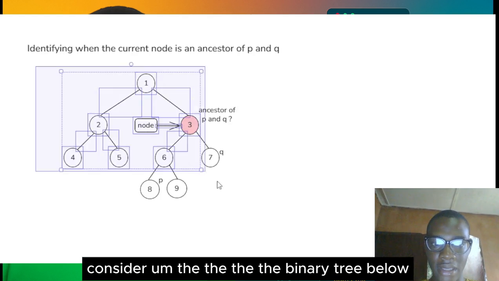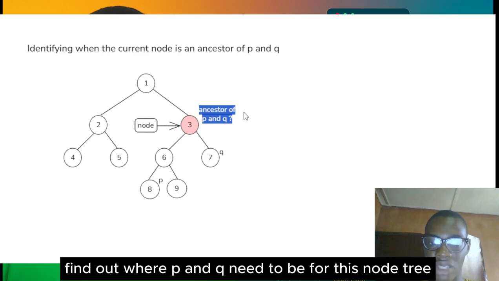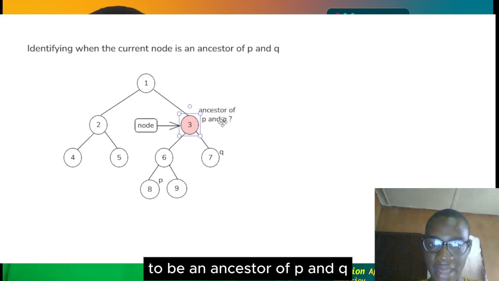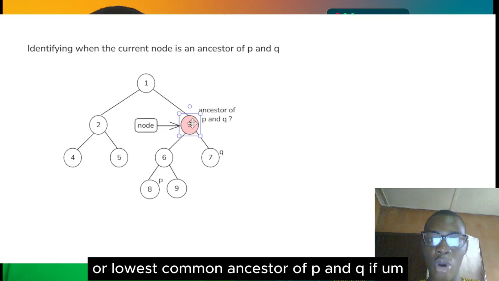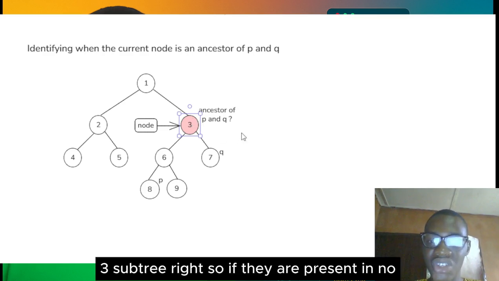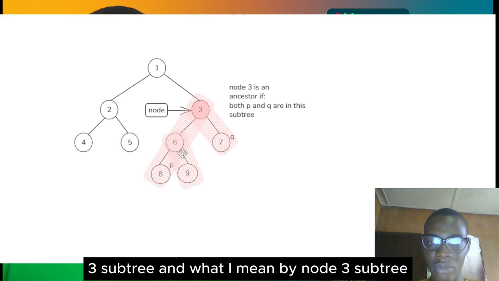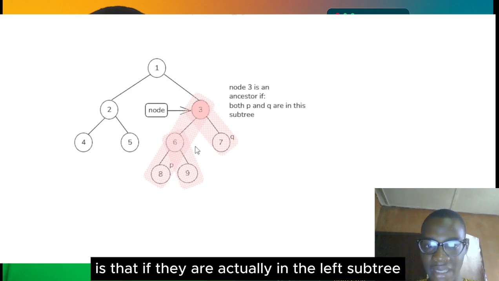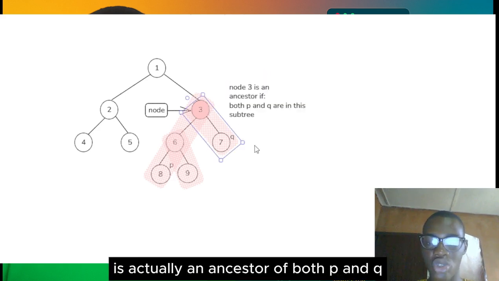Consider the binary tree below. So let's find out where P and Q need to be for this node 3 to be an ancestor of P and Q. Node 3 is going to be an ancestor or lowest common ancestor of P and Q if P and Q are present in node 3's subtree. What I mean by node 3's subtree is that if they are in the left subtree or right subtree of node 3, then definitely node 3 is an ancestor of both P and Q.